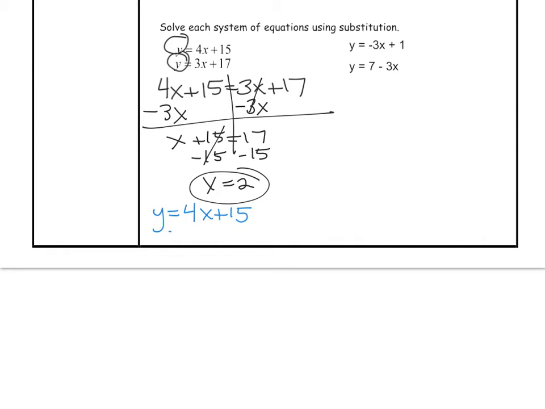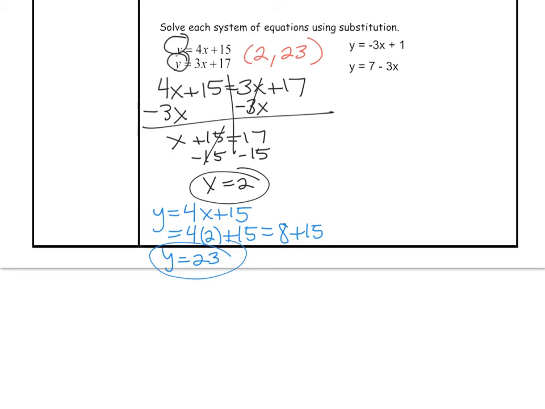Now instead of writing x, I'm going to put a 2. So 4 times 2 plus 15, which is 8 plus 15. Well, 8 plus 15 would give me 23. So y is equal to 23. We don't stop there. We make sure we write our answer as a point. So our final answer should be 2, 23.